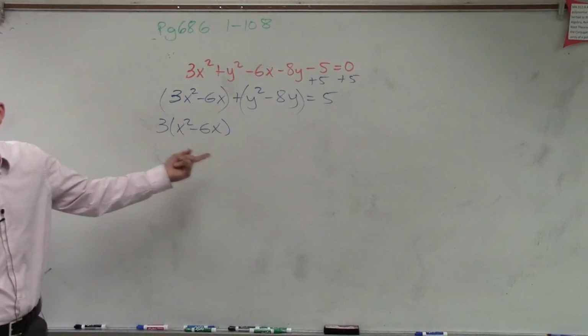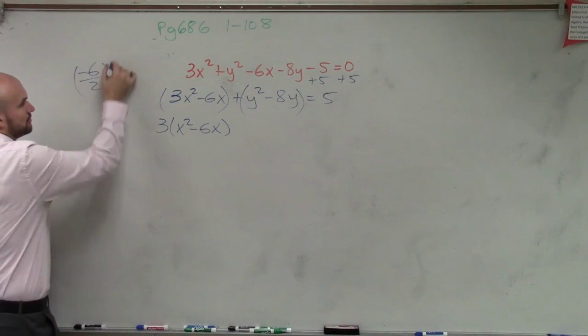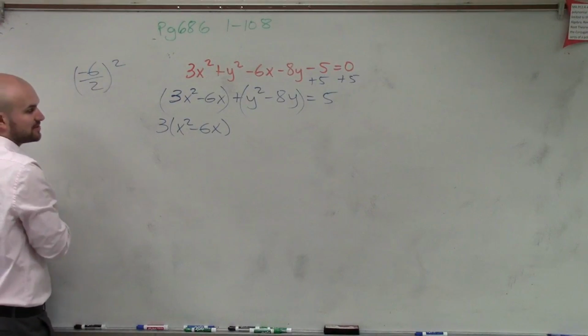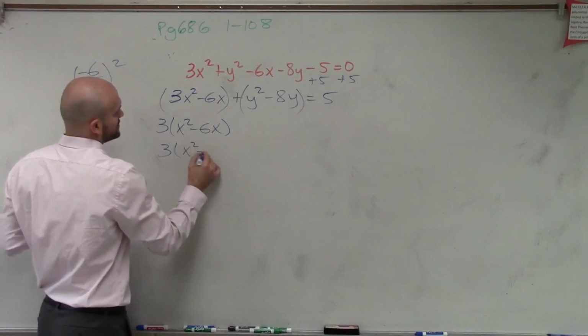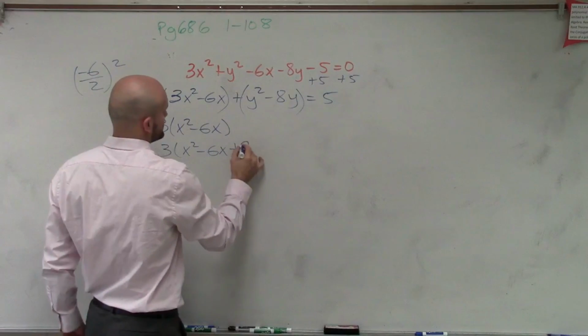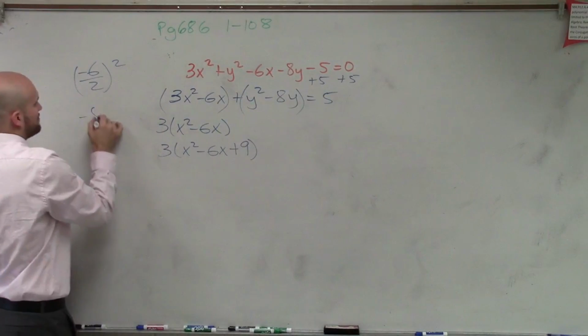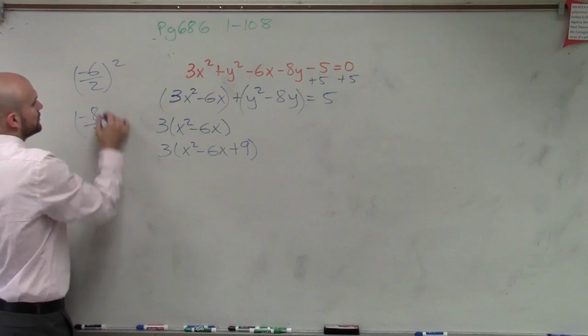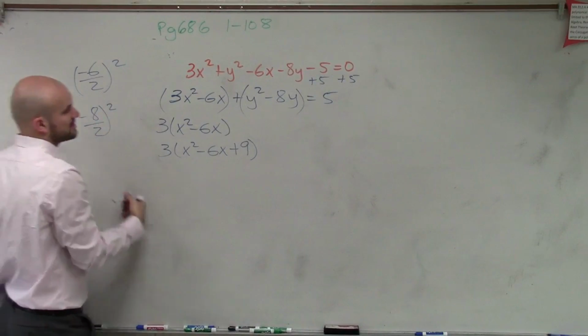Now, can I complete the square? Yes. Take my b, which is -6, divided by 2, and square it. -6 divided by 2 is -3. -3 squared is 9. So I have 3 times x squared minus 6x plus 9. Here, I take my b, which is -8, divided by 2, square it. -8 divided by 2 is -4. -4 squared is 16.